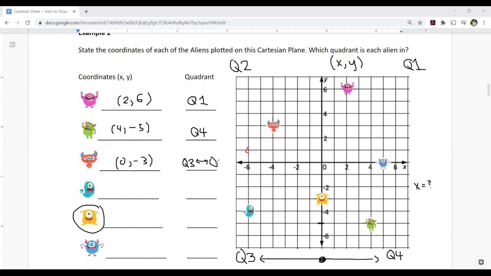Great job. Okay, so now I want you to pause the video and try labeling the other 3 aliens on your own.